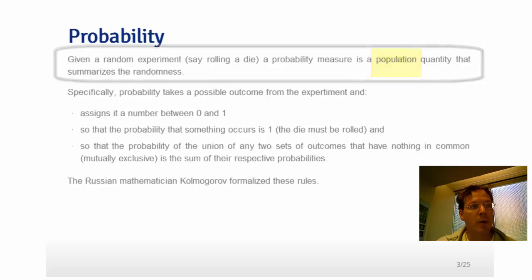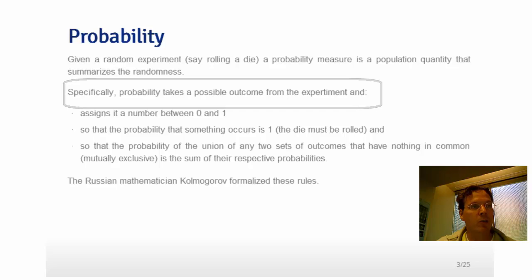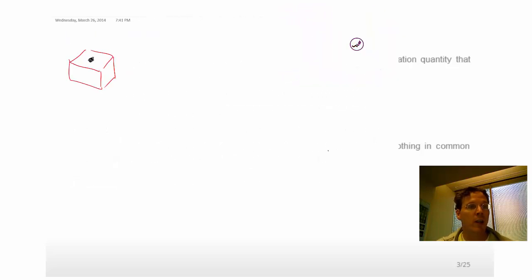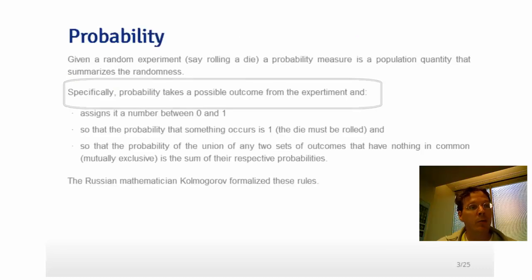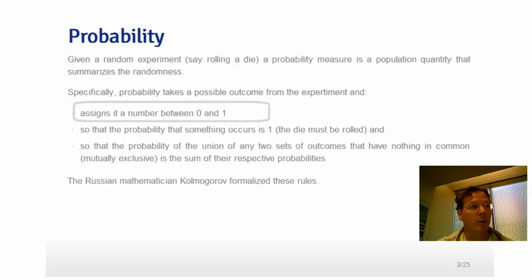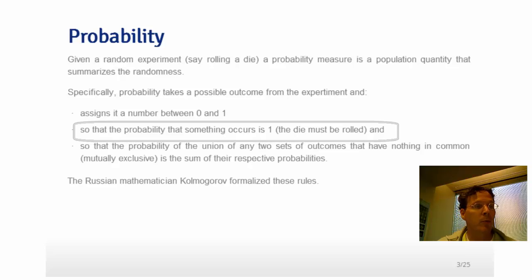So let's be specific about the rules that probability has to follow, so-called probability calculus. First of all, probability operates on the potential outcomes from an experiment. For example, when you roll a die, you could get a 1, or you could say the roll was in the set 1 or 2, or the roll was an even number, 2, 4, 6, or the roll was an odd number, 1, 3, 5, and so on. So the probability is a function that takes any of these sets of possible outcomes and assigns it a number between 0 and 1. You have to have the rule that the probability that something occurs, in other words, that you roll the die and you get a number, must be 1.